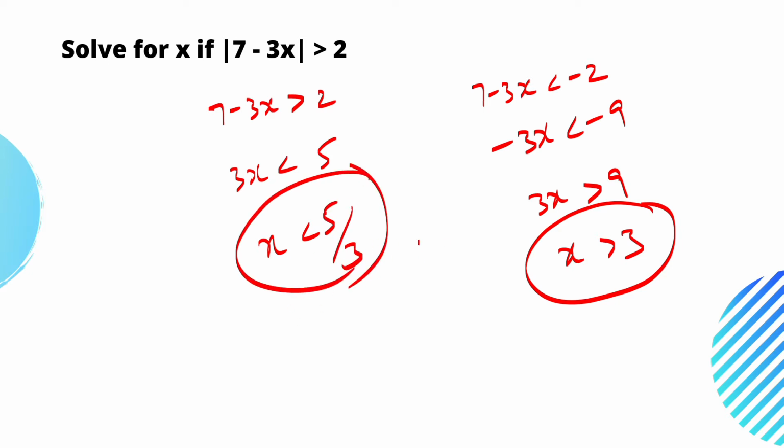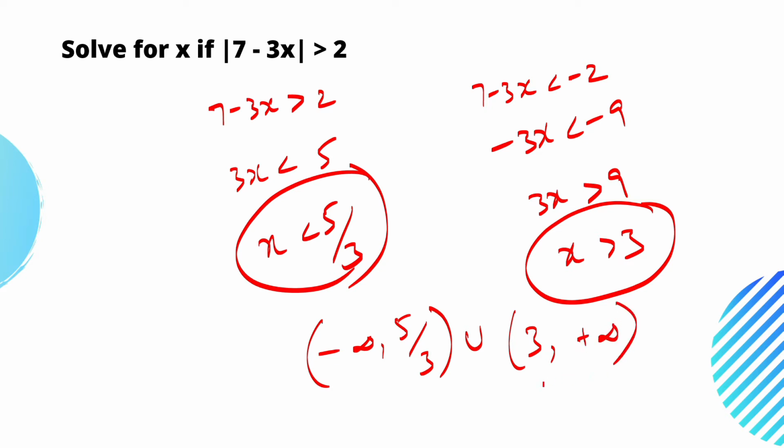So we got x for both the cases. So x is less than 5 by 3. That means it can be minus infinity to 5 by 3 union x is greater than 3. So it can be from 3 to plus infinity. So if the options are in union and all that, we can represent like this.